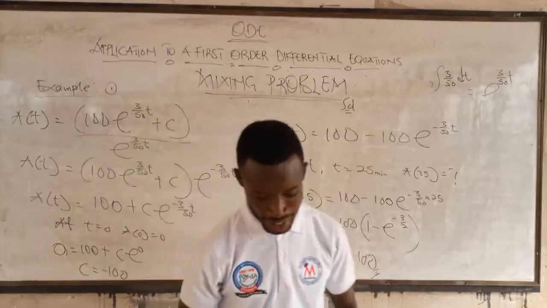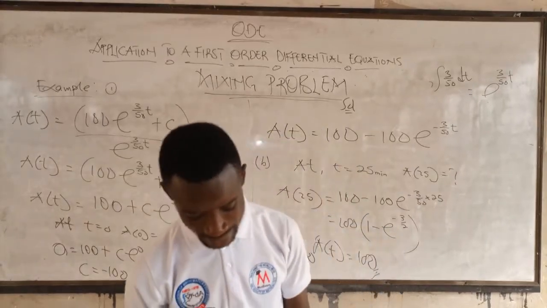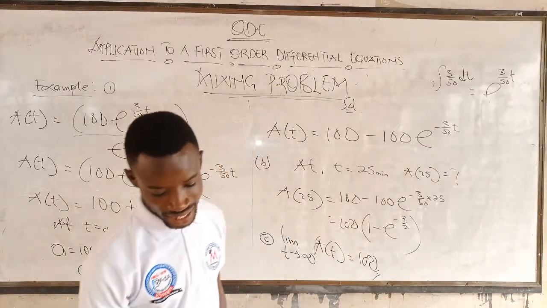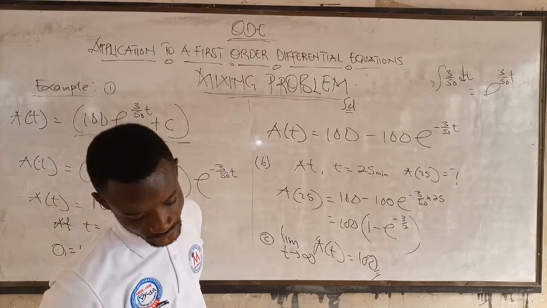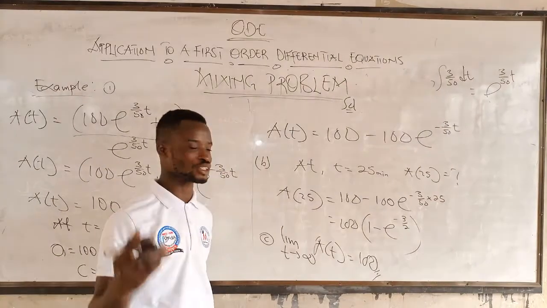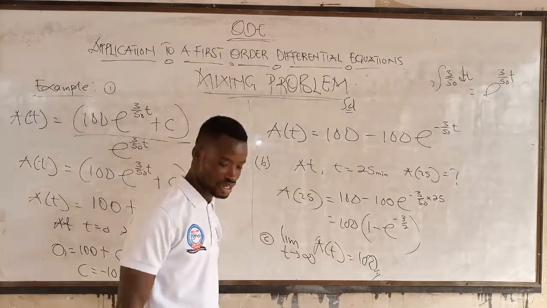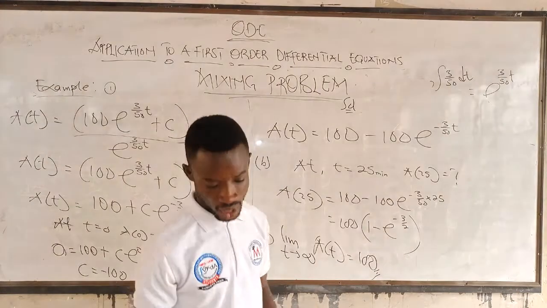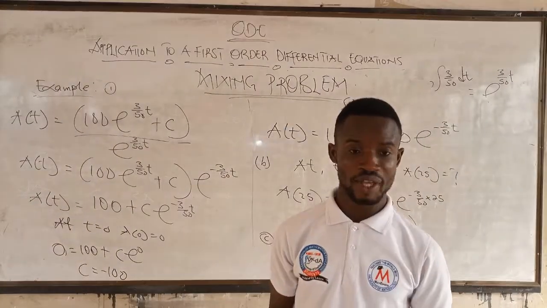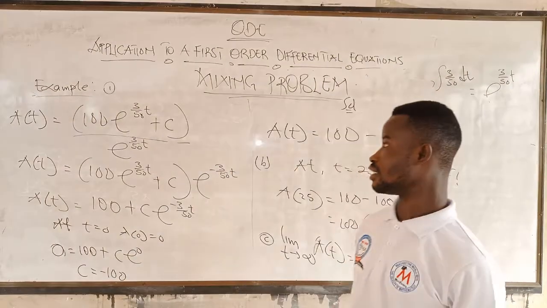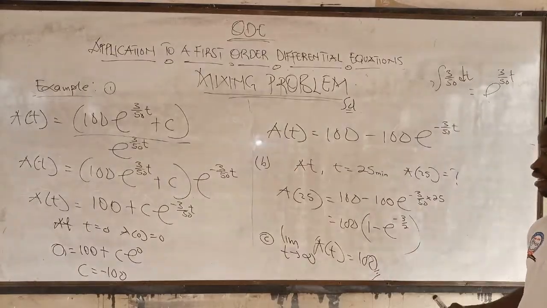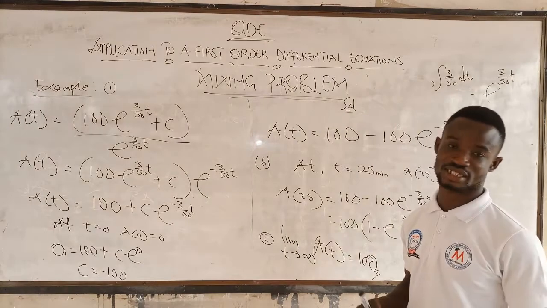Then you conclude that the amount of salt present after a long time is 100. Very good. So that is all for that in this question. Let's see what we have for question 2.